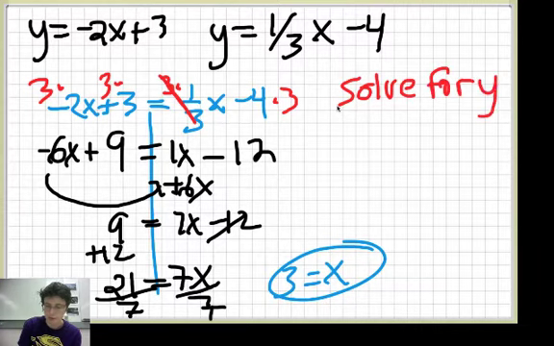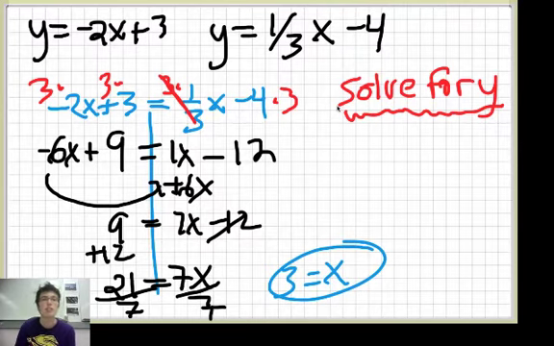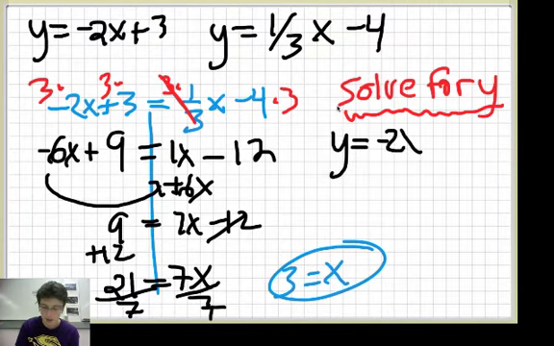Solve for y. And remember, to solve for y, the strategy is pick one of the rules. Either rule will work. So I'm going to pick the easy one without the fraction. I'm going to do y equals negative 2x plus 3.